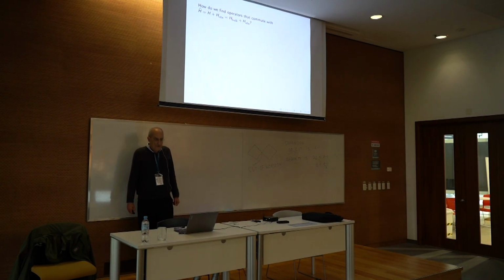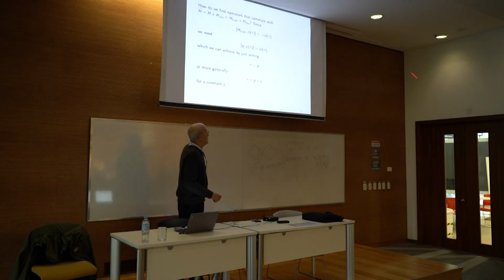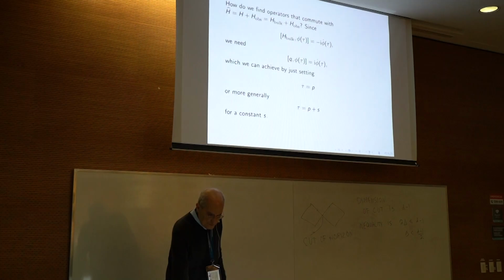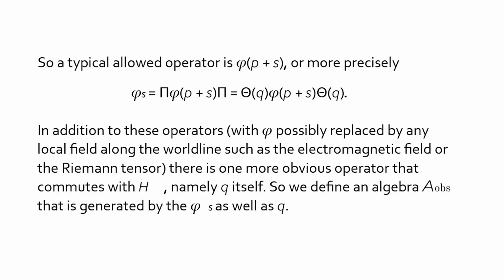Well, how do we find operators that commute with the constraints? Since h bulk commuted with phi of tau is minus i phi dot, since by definition h bulk moves the observer forward in time, we need q commuted with phi to be i phi dot. And we can achieve that just by setting tau equal to p, the canonical conjugate of q, or more generally, tau could be p plus an arbitrary constant s. So a typical allowed operator is phi of p plus s, except that we have to project it before and after with this projector pi. So typical allowed operators are what I'll call phi hat s, which is pi times phi of p plus s times pi.